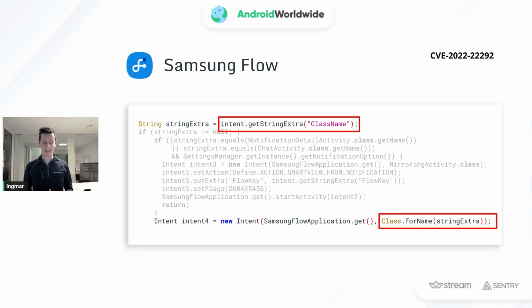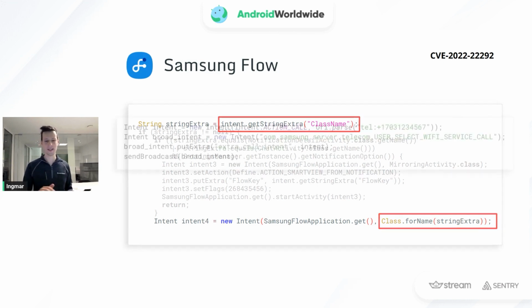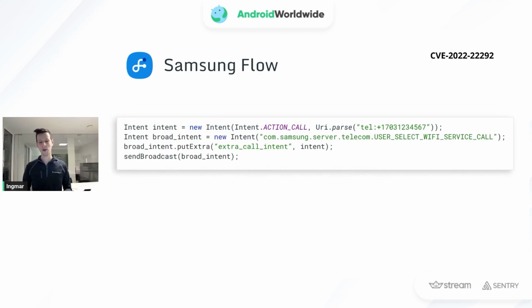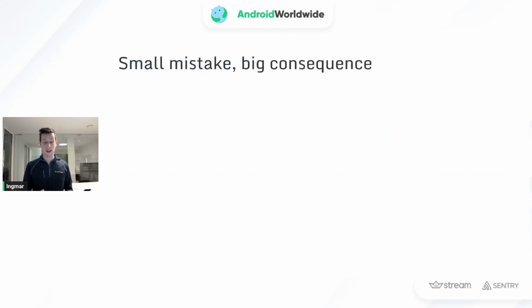And by abusing this, people were able to do a lot of things just by having Samsung Flow installed on the same device. So for instance, this would be a piece of code that would allow you to call any arbitrary phone number from any app, even without any calling permissions, if you had Samsung Flow installed on the same device. It's just by putting some extra information inside of an intent. And it can lead to even worse things than that. So a small mistake can have big consequences.